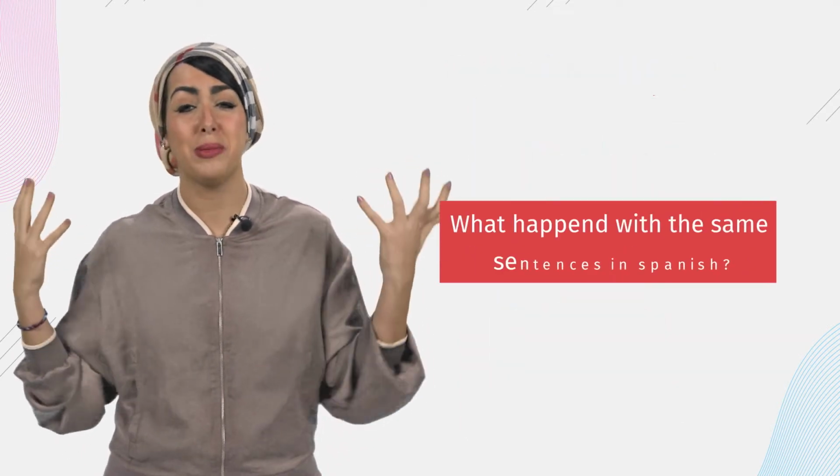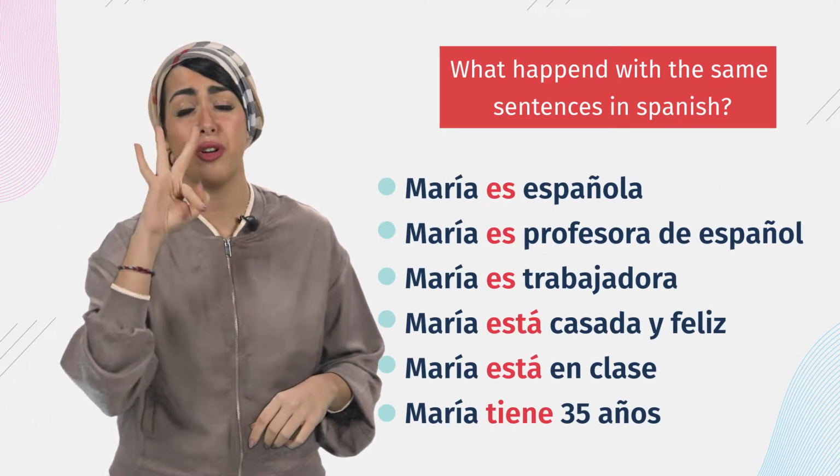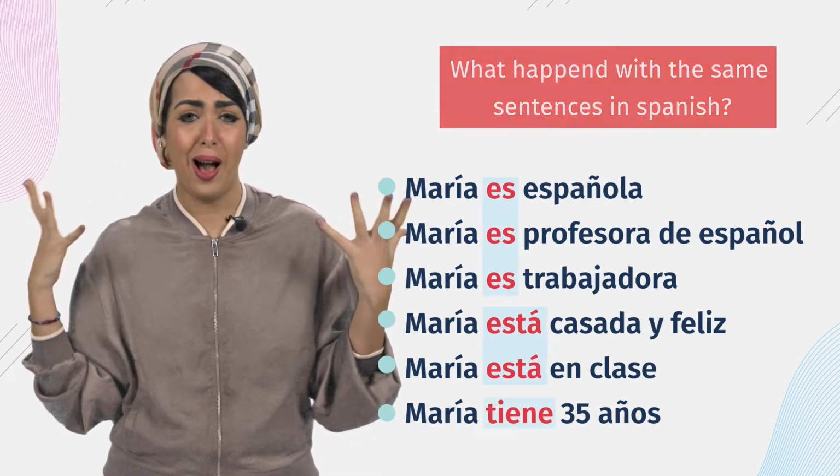What happened with the same sentence in Spanish? The verb is in Spanish equals 3 different forms: es, está, and tiene. How? Well, first, don't panic, alright? Languages are not the same. Sometimes they have their own similarities and also sometimes they have their own differences. In Spanish, we have 3 main verbs, which also happen to be irregular. What does that mean? It means that they have to be memorized.